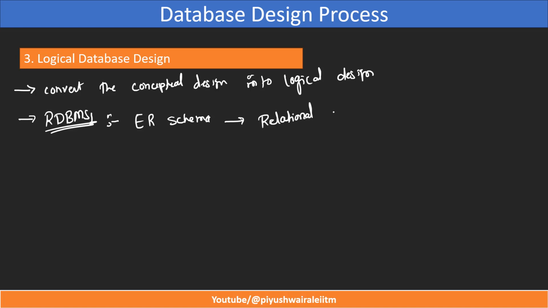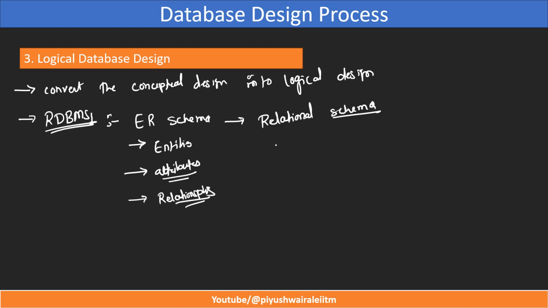Okay. So in the second step, when we are developing the ER schema, we know what the different entities are, and we also know the different types of attributes. So we know the entities, the attributes, and the relationships among them. Based on this, we are developing a relational schema. So this comes under logical database design.